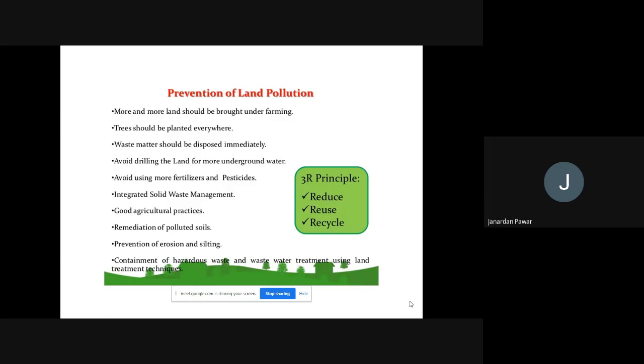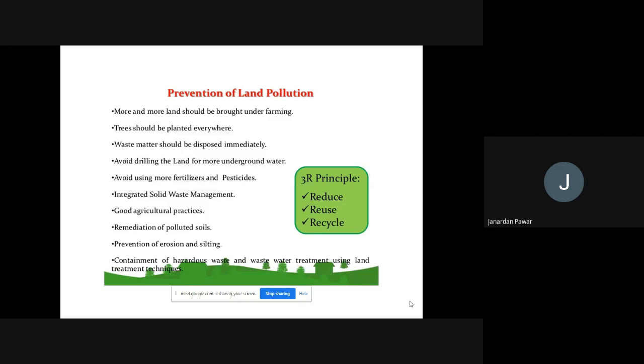That is the most recent agenda in every farmer's list. People are going for organic farming, and through that they are protecting the land, and even the health of the people. If we eat organic food, then it's okay. If we go for food containing chemicals, those are not good. Then remediation of polluted soils. There should be some remedies and solutions for polluted sites. We can reduce the percentage of pollution also by applying some remedies. Those can be applied here.